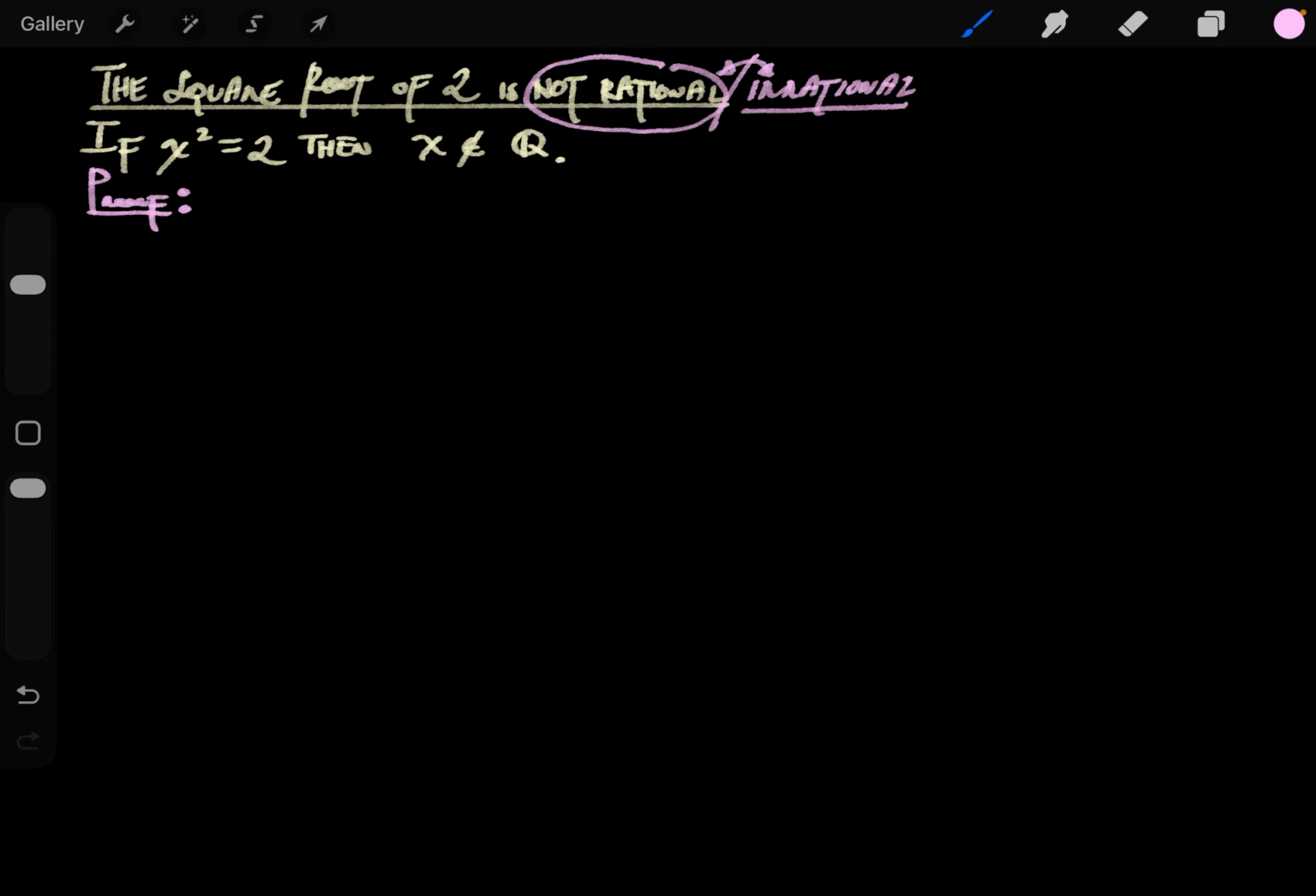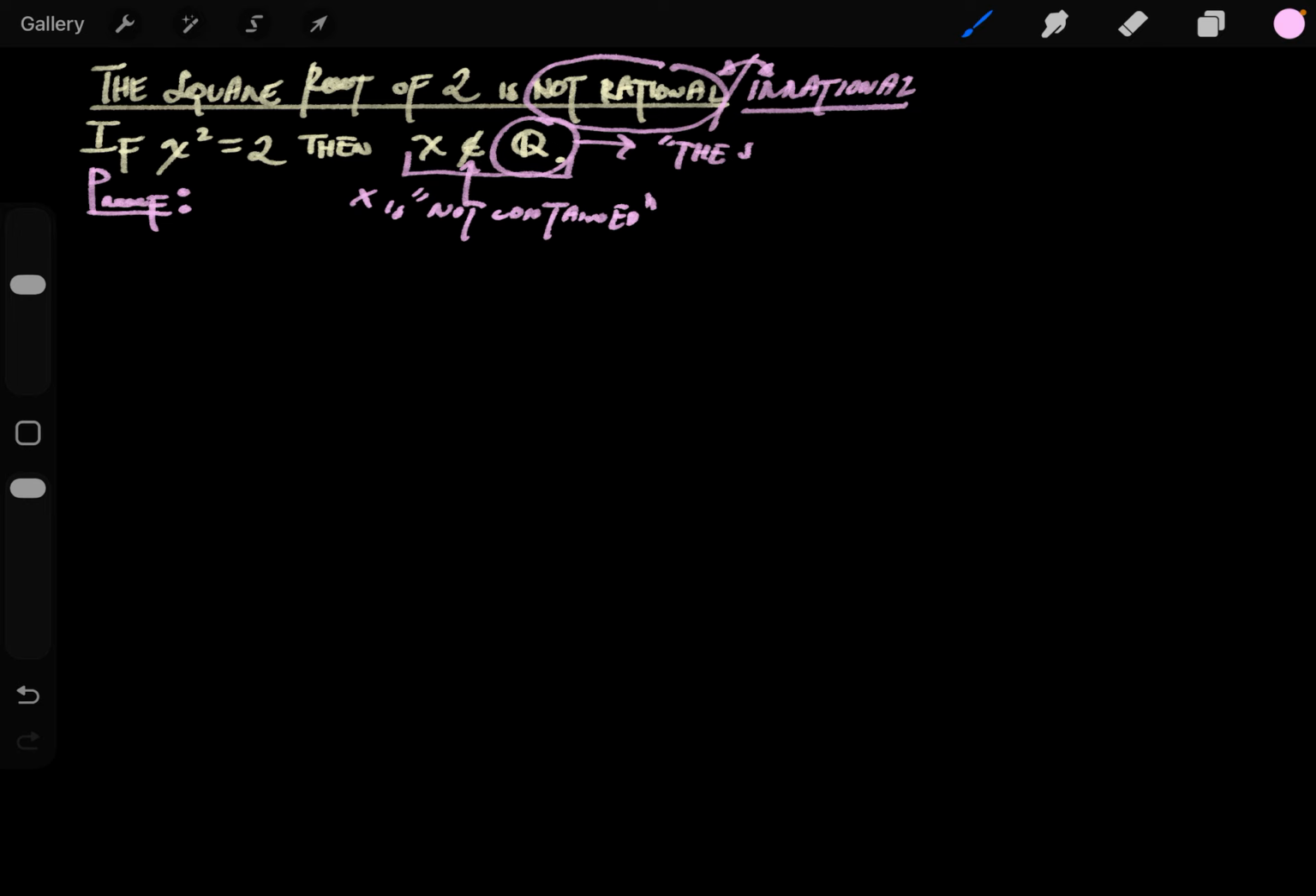We're going to say that if a number x, when squared, equals 2, then x is not contained in the set of rational numbers. So this symbol simply means not contained, or not in. It's saying x is not contained in this here, the set of rationals.